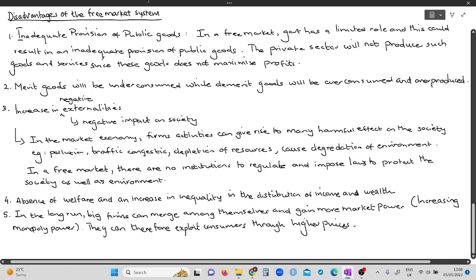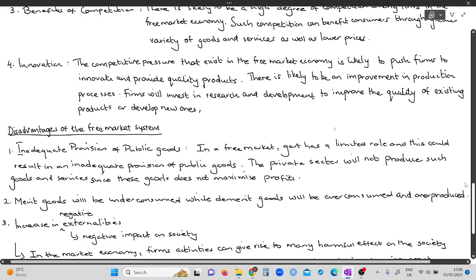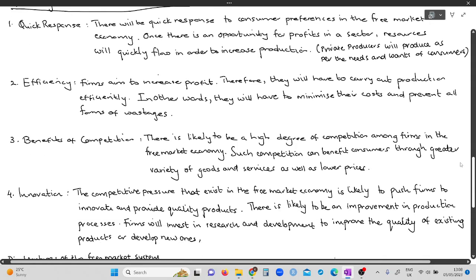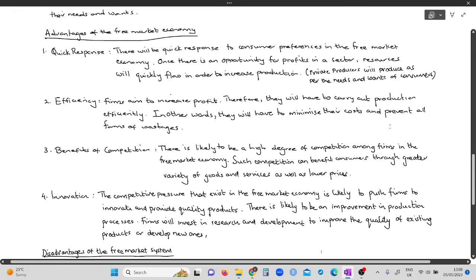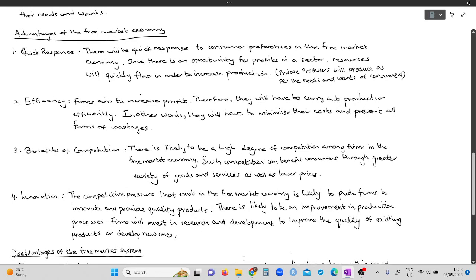So these were the disadvantages of the free market system here. Bon, si vous n'avez pas pu prendre le screenshot pour advantages, c'est là. Voilà. These are the advantages of the free market system. Okay, take the screenshot et puis on continue.